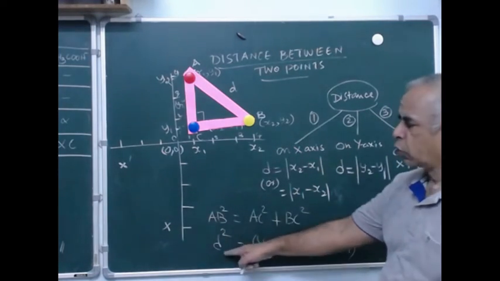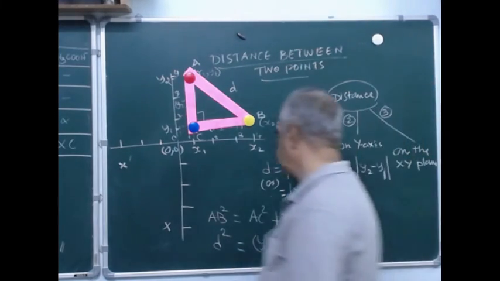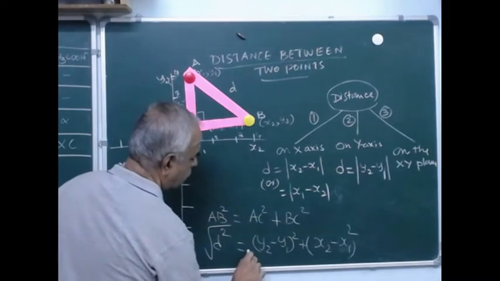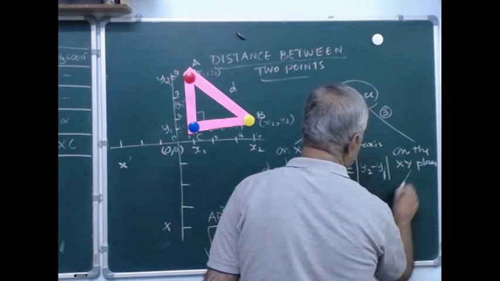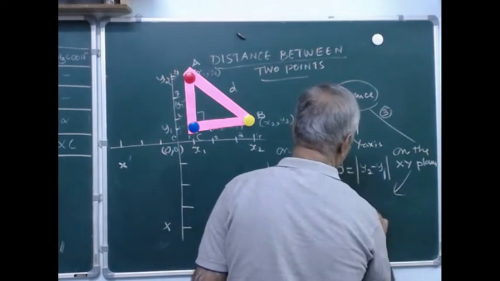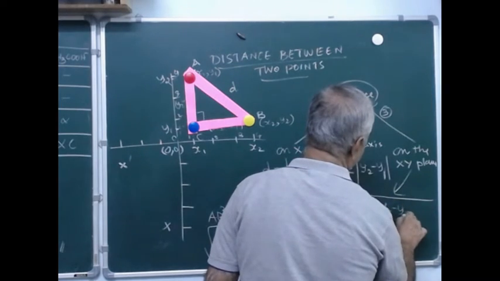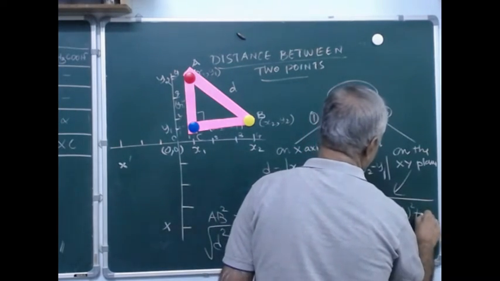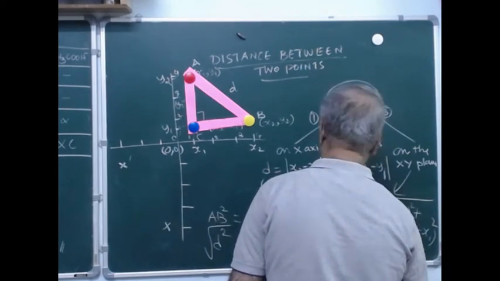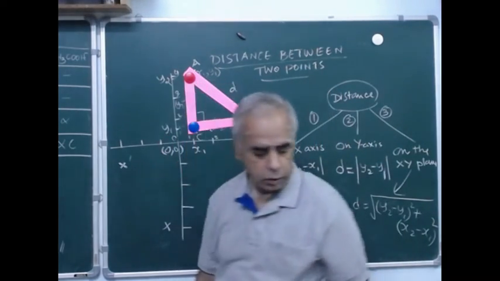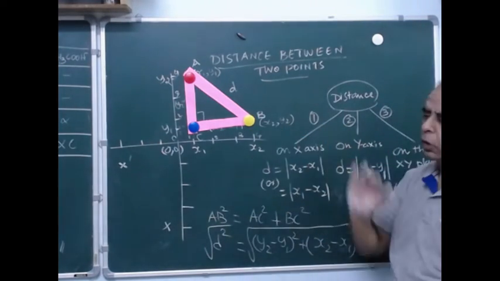Okay. So taking square root on both sides so that you are able to get d. Now we are able to get the formula for this. That is d is equal to the whole square root of y2 minus y1 the whole square plus x2 minus x1 the whole square. Are you able to follow? So this is the distance formula of 2 points on a plane, Cartesian plane.